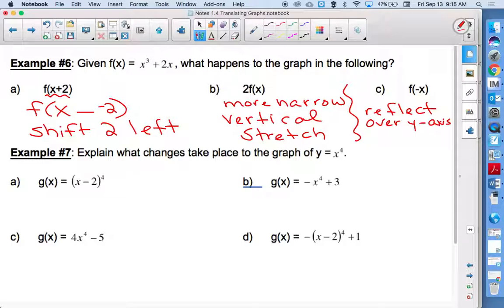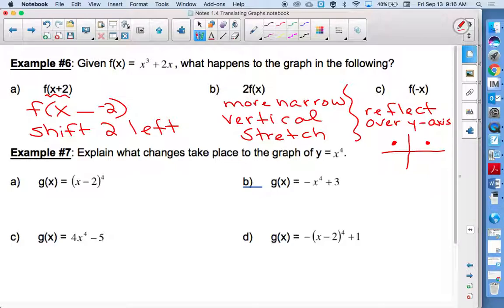Exactly. So what you're doing is taking all of your positive x values and now you're making them negative. So if you have an x value that is positive and you make it negative, you're flipping it over the y-axis. So x is becoming negative, therefore we're flipping over the y-axis. Questions on those three? So looking at the second group of problems underneath, instead of having it in function notation, it's written as an equation.